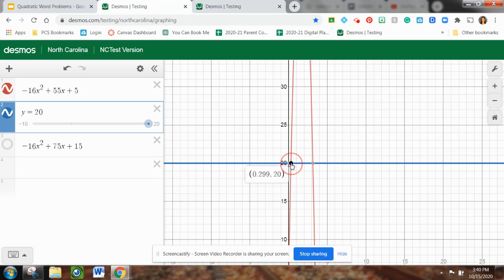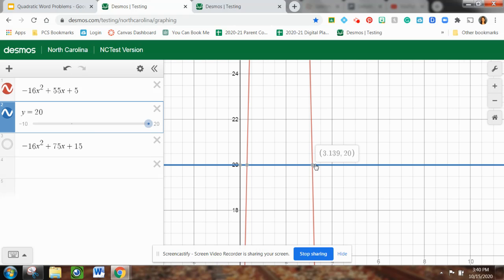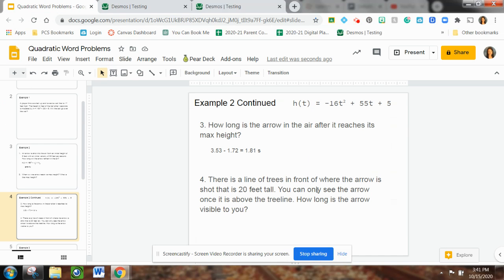So what I need to find is the distance between these 2 points here where my quadratic is above that 20-foot mark. So we need to subtract 3.14 minus 0.3. If you want to use all 3 decimal points, that's totally fine. I'm rounding to the hundredths place. So my answer here would be 2.84 seconds for how long we could see the arrow.